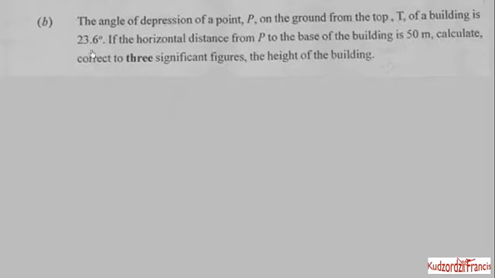Now let's look at question 12b. The angle of depression of a point P on the ground from the top T of a building is 23.6 degrees. If the horizontal distance from P to the base of the building is 50 meters, calculate correct to 3 significant figures the height of the building.